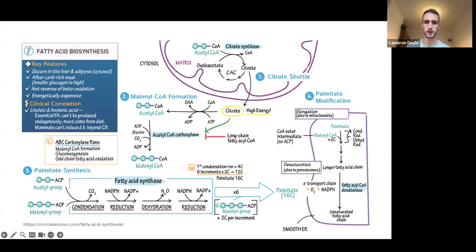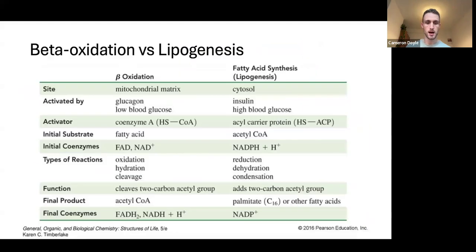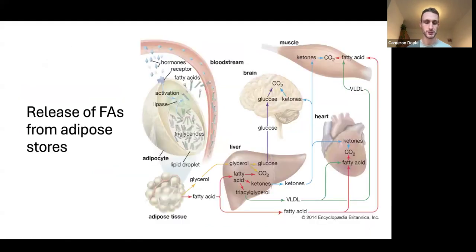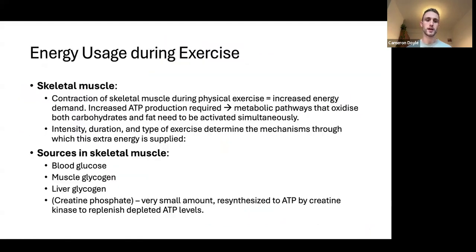This is quite a complex slide, again, going through the process. You can review that in your own time. This is comparing beta oxidation and lipogenesis. Again, go over this in your own time because I realize I'm running out of time. So I'm going to go on to proteins and ketones. Okay, I'll go over this briefly.